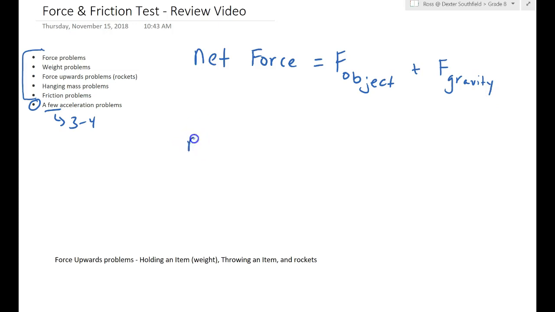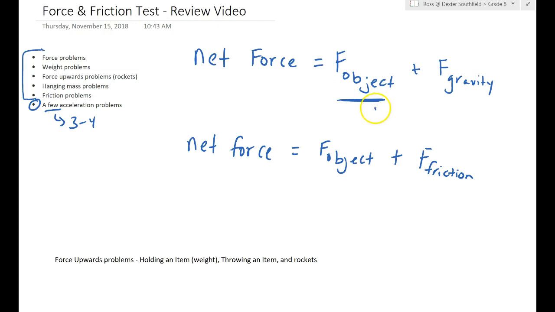The other one, which is basically the same thing, is the net force, or the total force, is equal to the force on the object plus the force of friction. So what we're seeing with both of these equations is that we need to account for how quickly we want the object to accelerate, and then we need to account for whatever the opposing force is going to be, either the force of gravity or the force of friction, and that will tell us the total force or the net force that is required to accelerate that object.